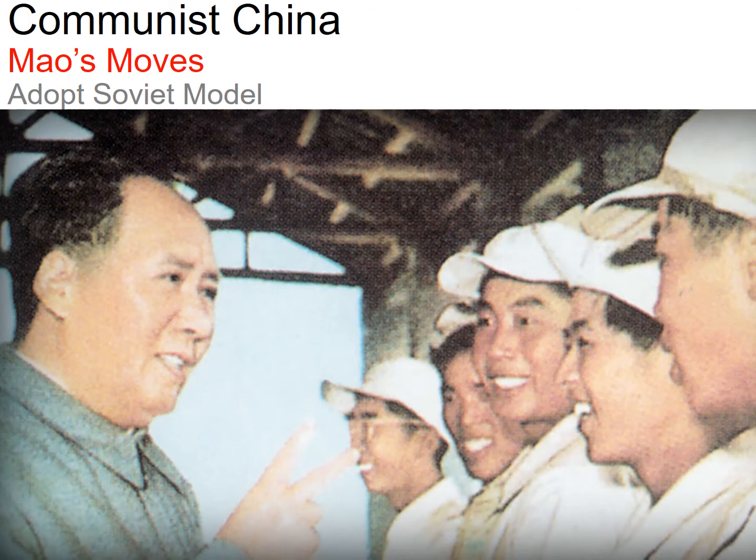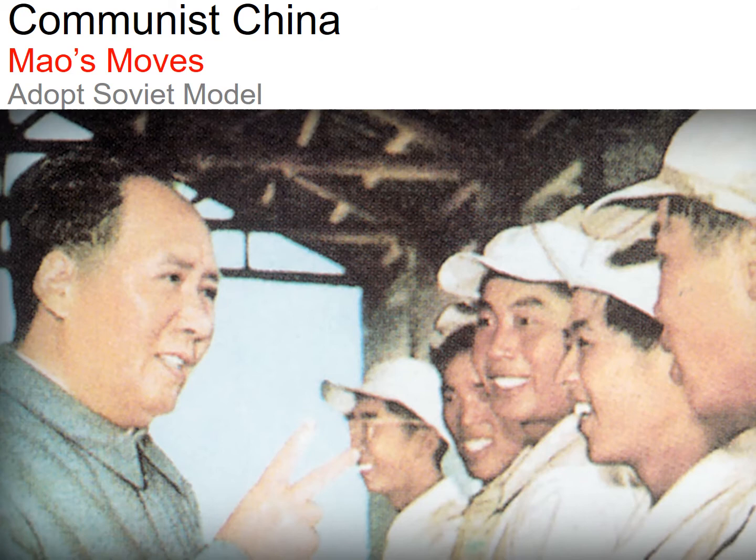So what are Mao's moves? What does Mao do in the 1950s and 1960s? For starters, he adopts a Soviet model of development. He gets the USSR to send assistance. They push for equal rights of women. They push for land reform. So they want to eliminate the landlord class. And this, of course, occurs quite violently throughout the 1950s and 60s.